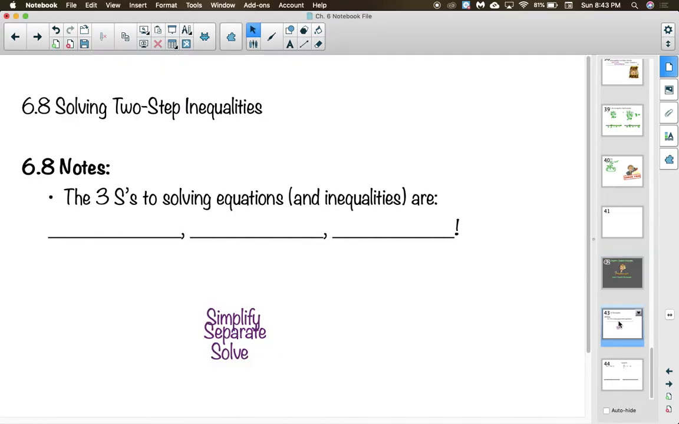I'll make it quick, I promise. Let's get started. Solving two-step inequalities. Two-step. You've already solved two-step equations. You've already solved one-step inequalities. Now we're kind of just putting those skills all together.